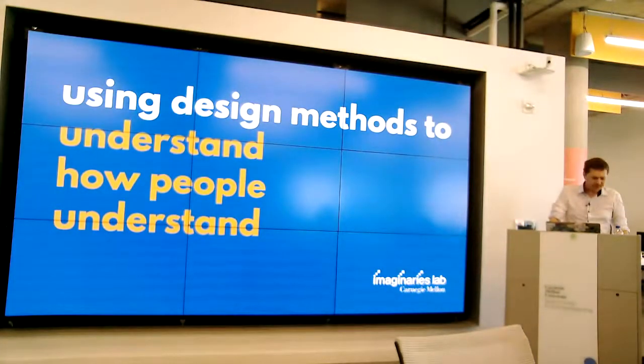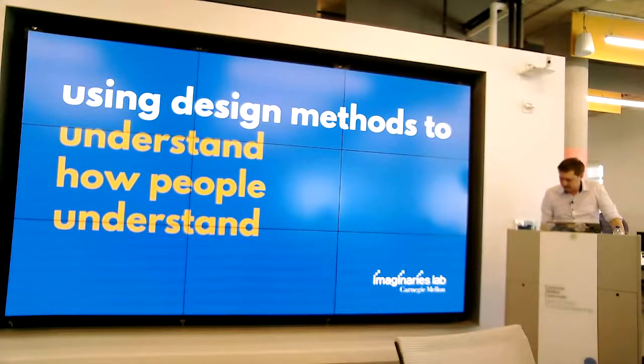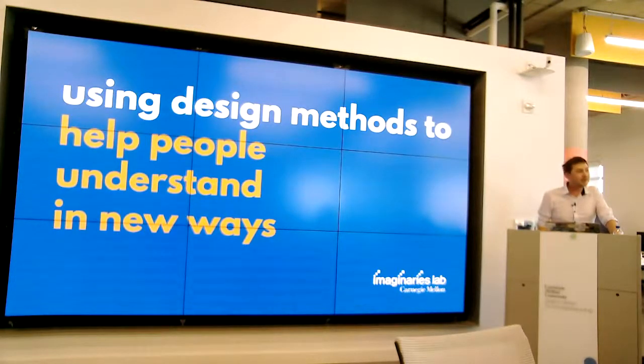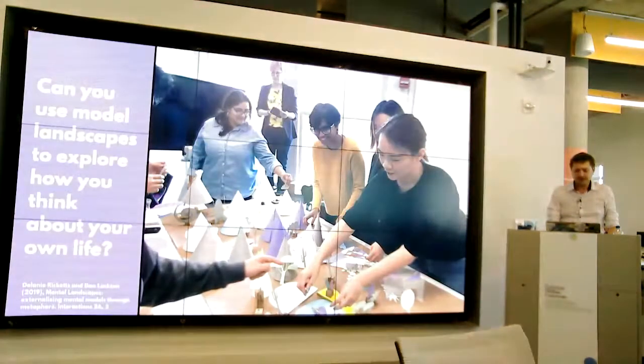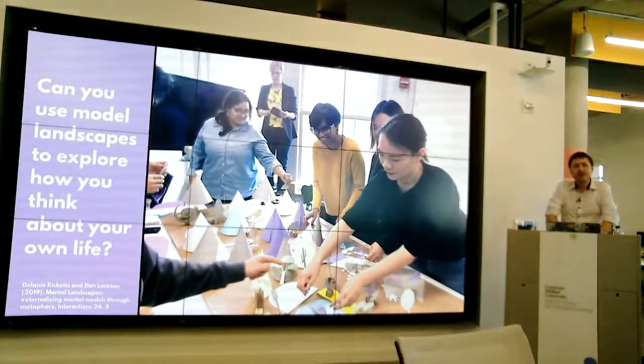So really what we're doing is using design methods to understand how people understand, and helping people understand in new ways, and helping people imagine new ways of living. It's a sequence of meeting people where they are, understanding how they're thinking about things at present, and then trying to help them understand in new ways, or seeing what opportunities there are for doing that.